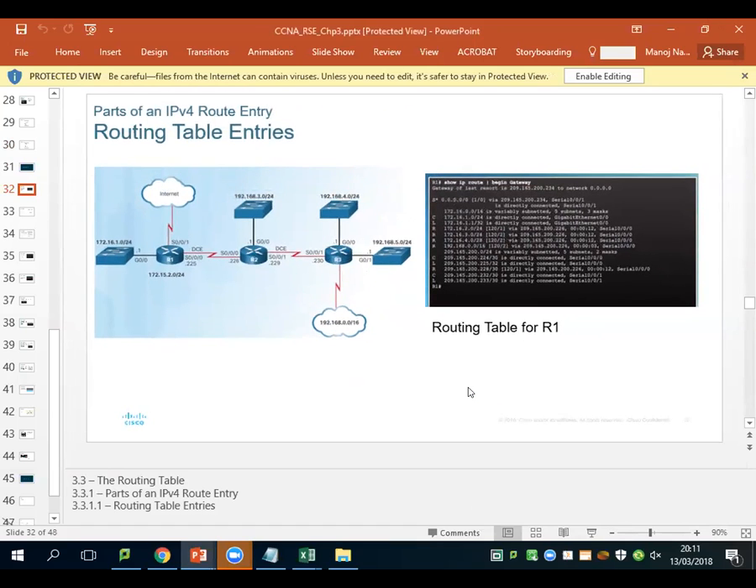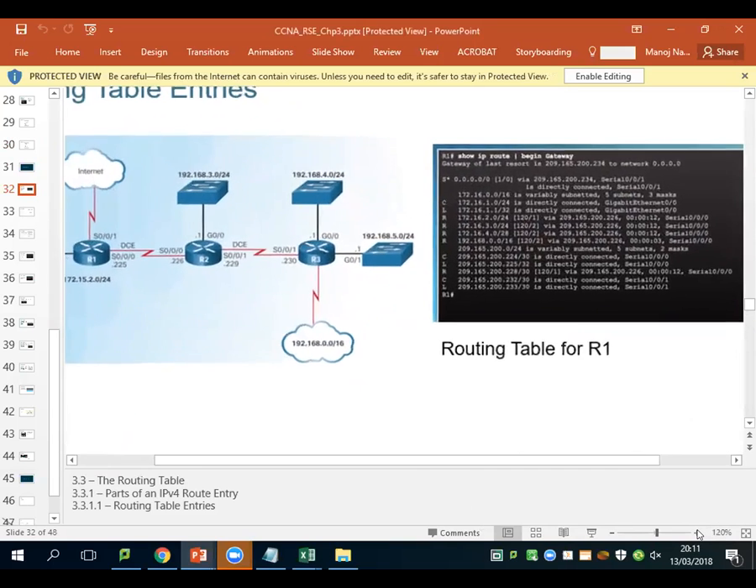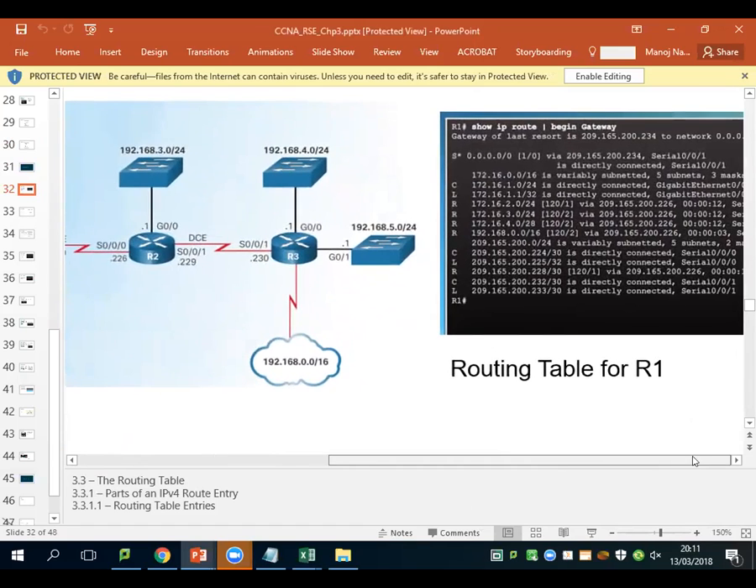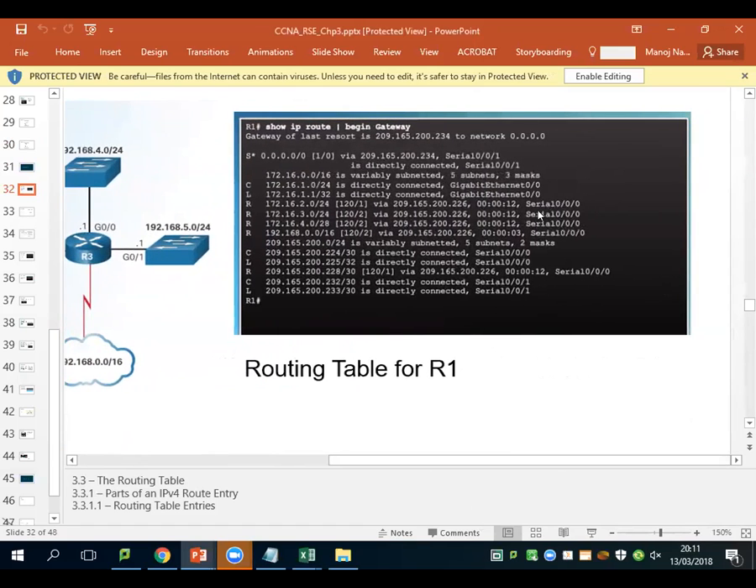Here we have a routing table for R1. Someone's done a show IP route on it. Here's an example of routing table entries. We're now learning how we decipher what these are all about. When you do a routing table, your gateway of last resort comes first. Then you've got your various directly connected networks.